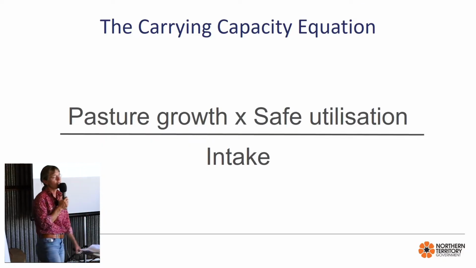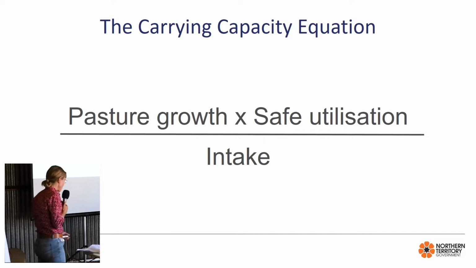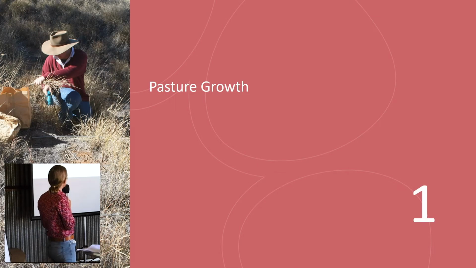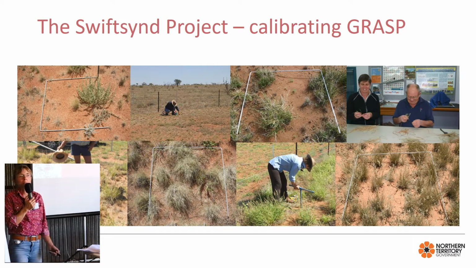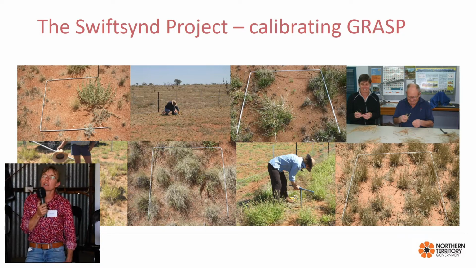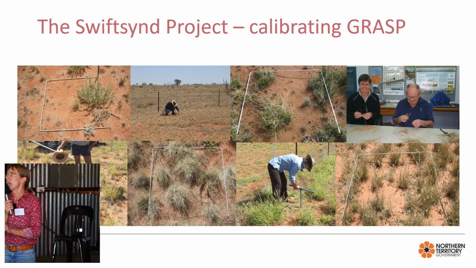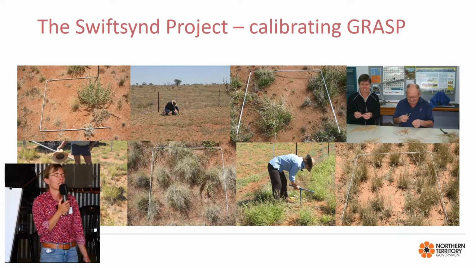Okay, so essentially this is the carrying capacity equation that we use. The first thing that we're going to have a look at is pasture growth. For many, many years, like decades of research in Central Australia, there's been people out there measuring, taking photos, estimating, cutting grass. We've got a really pretty good idea of what is actually growing in the landscape.